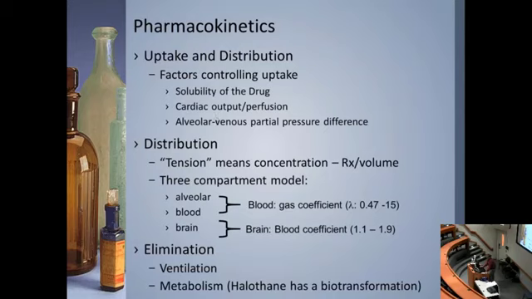By way of distribution, we talk about tension. Tension really means concentration. It's the amount of drug per volume. If we go back to our 3-compartment model, we're looking at the movement of this anesthetic that's usually inhaled through the alveolar compartment, to the blood compartment, and to the brain compartment. Each one of these has its own K value, and so the blood-gas coefficient and the brain-blood coefficient are listed there.